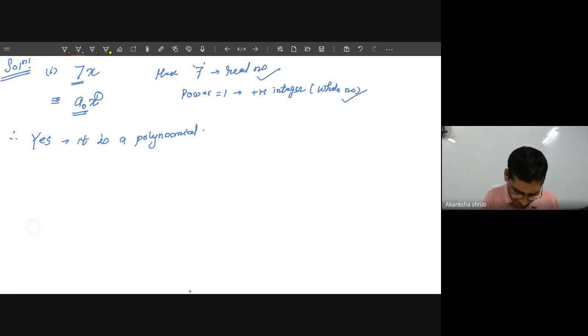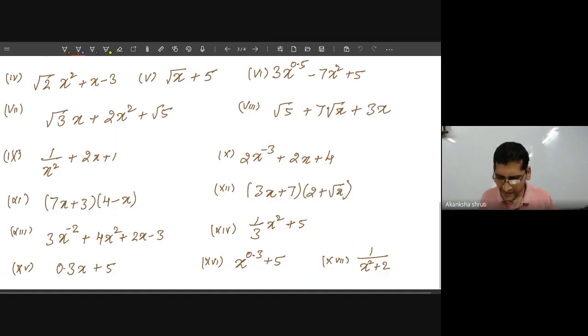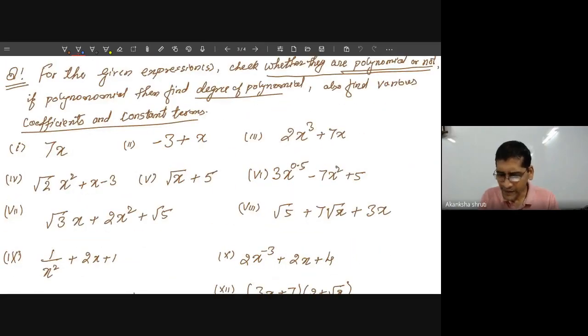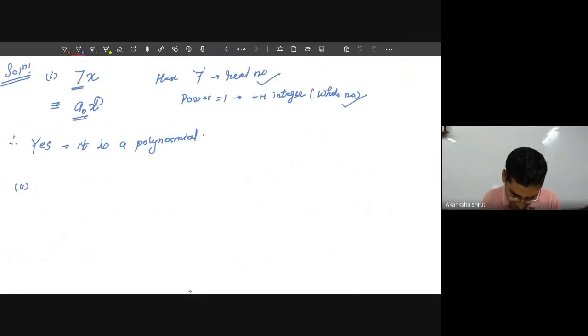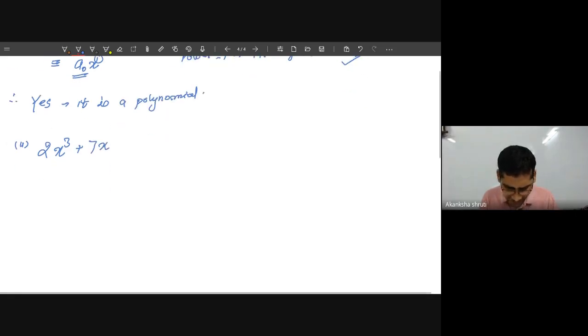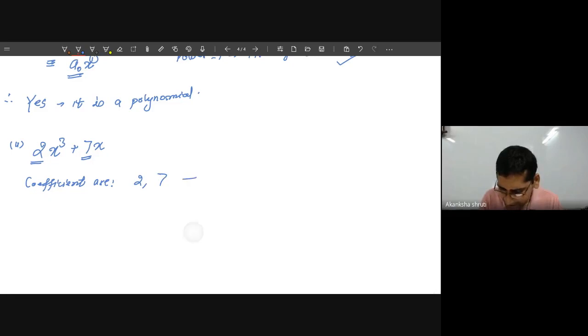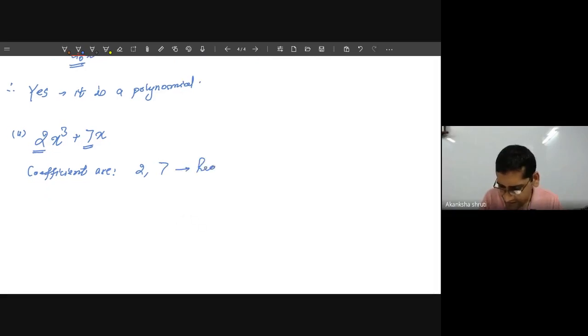A student, the second one. The second one is 2x cube plus 7x. What is this? You have to just watch these numbers. So what are the coefficients? Just write them like this. They are 2 and 7. These are real.